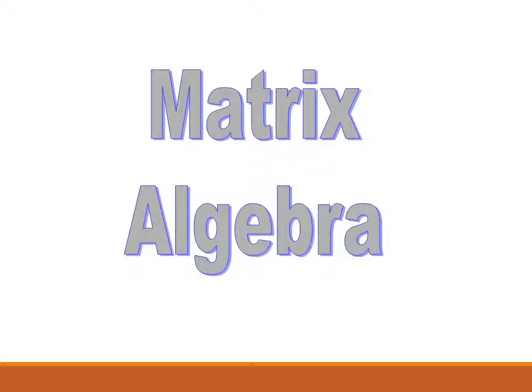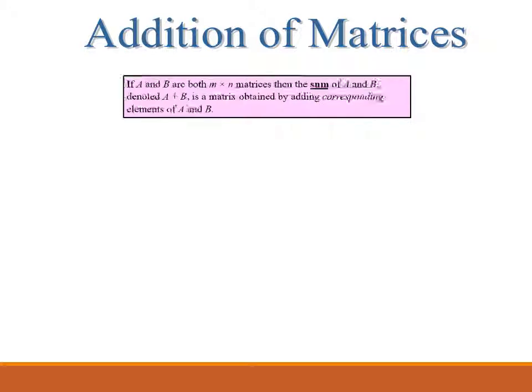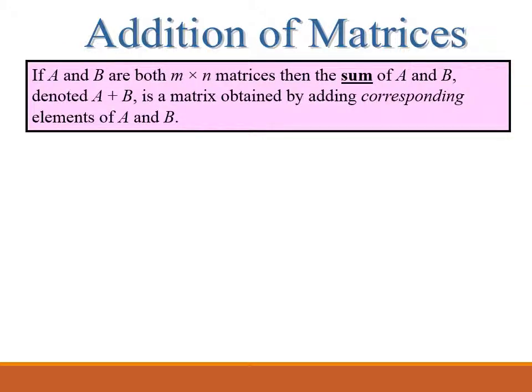Matrix algebra. Addition of matrices. If A and B are both m×n matrices, then the sum of A and B, denoted A plus B, is a matrix obtained by adding corresponding elements of A and B.